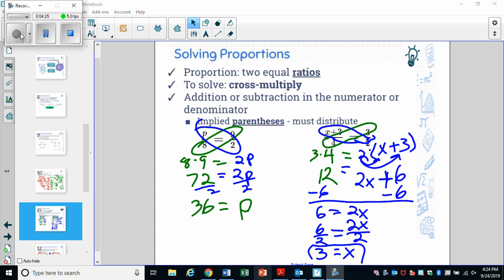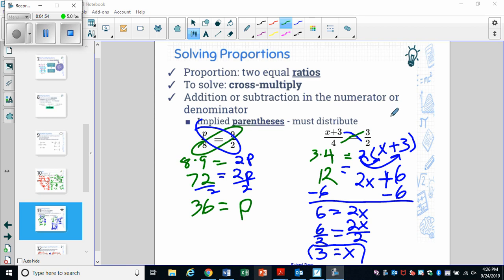So the problem on the left, we do our cross multiplication. 8 times 9, 72. P times 2, which is 2p. Divide both sides by 2. The result, 36 equals p. Now on this side, x plus 3 over 4 equals 3 over 2.